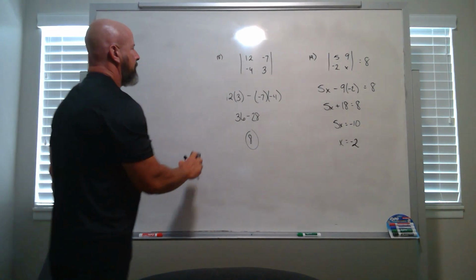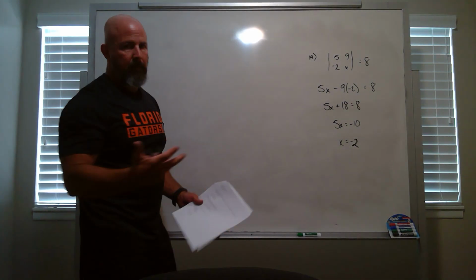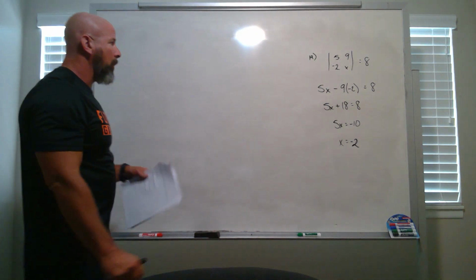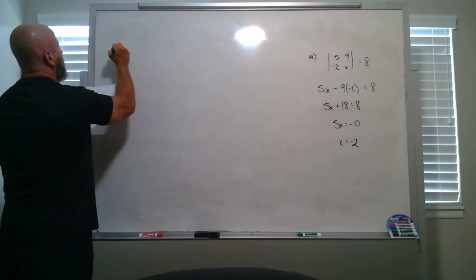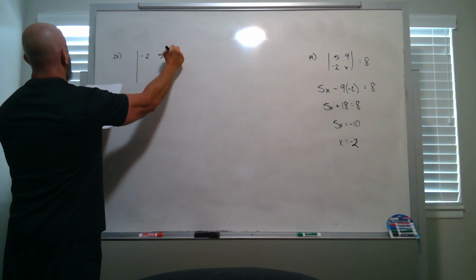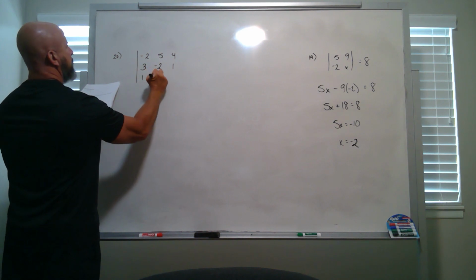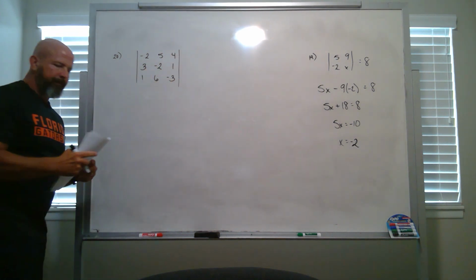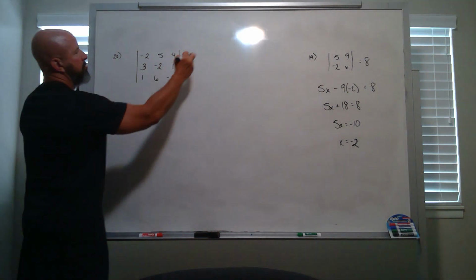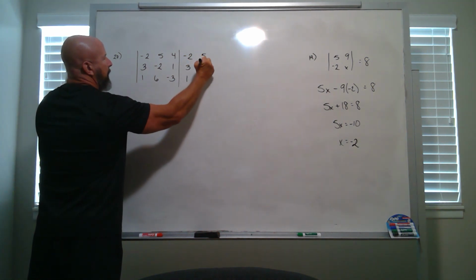3x3s. 20 is a 3x3 determinant. More work, larger matrix, so it's going to be a little bit more work to find the determinant. So let's see, I've got -2, 5, 4, 3, -2, 1, 1, 6, -3. All right, so on a 3 by 3, the first step was to rewrite the first two columns. So -2, 3, 1, 5, -2, 6.